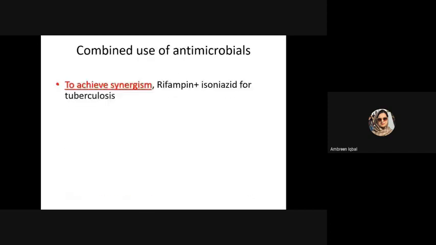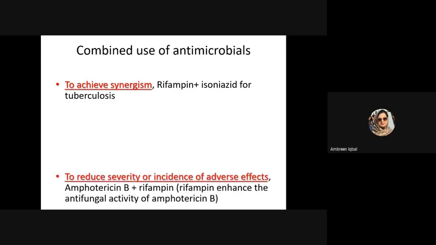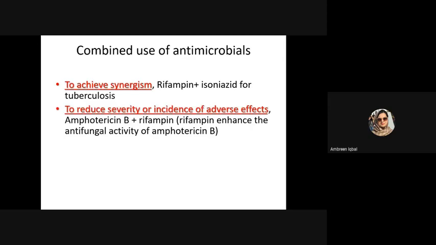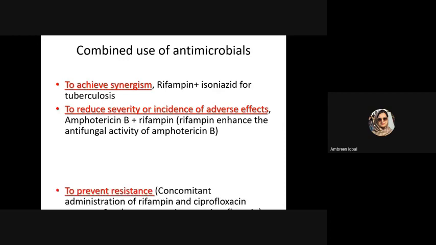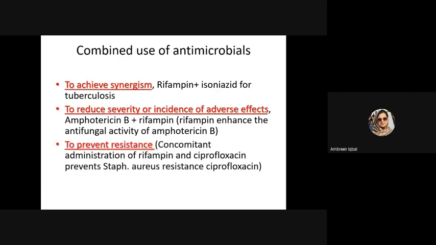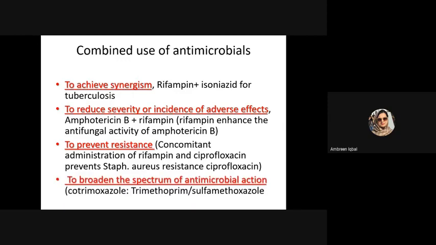And sometimes we use combination antimicrobial agents. Why? To achieve synergism, like in TB, where rifampicin and isoniazid are combined to reduce the severity or incidence of adverse effects, and amphotericin B and rifampicin are used to enhance the antifungal activity of amphotericin B. Sometimes it is to prevent resistance against the drugs used in TB. Sometimes we use drugs in combination to broaden the spectrum of antimicrobial agents.